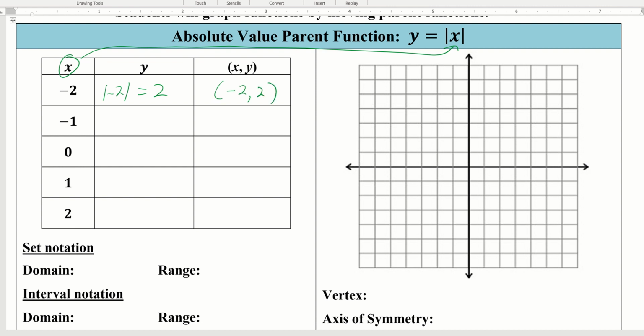Now, if I plug in -1, comes out absolute value as +1. And so my coordinate is -1, 1. 0 comes back as 0. 1 comes back as 1. 2 comes back as 2. So we have 1, 1, 2, 2. Cool. And so we're just going to plot that. So we have -2, 2, -1, 1, 0, 0.